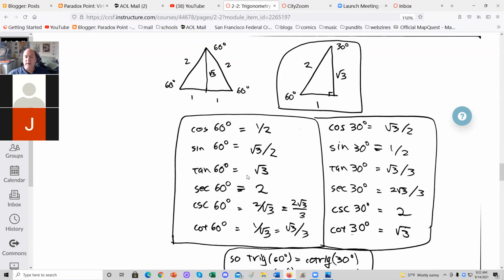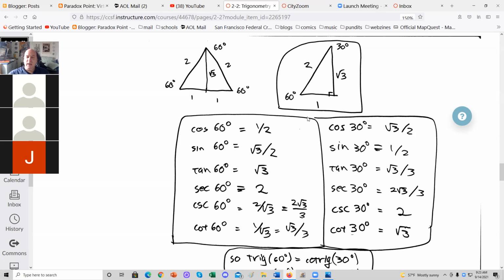Okay, tangent of 60 degrees is opposite over adjacent, root 3. Similarly, cotangent of 30 degrees is adjacent over opposite, root 3. Cotangent of 60 degrees, well, it's always the reciprocal of tangent, so this would be 1 over root 3, root 3 over 3. Similarly tan of 30 degrees would be the same as cotangent 60, root 3 over 3.